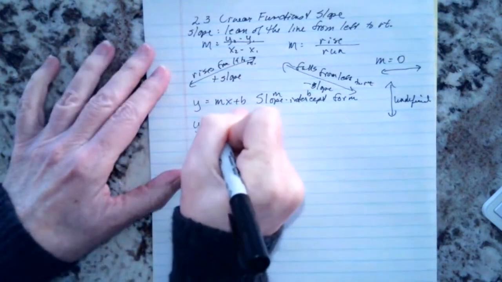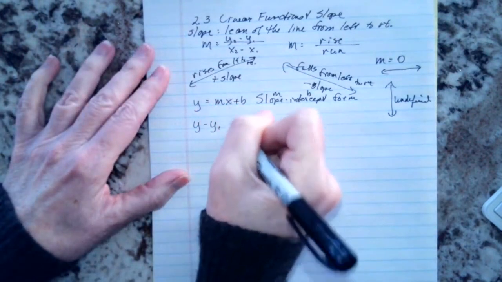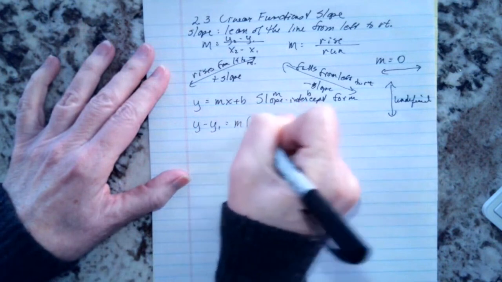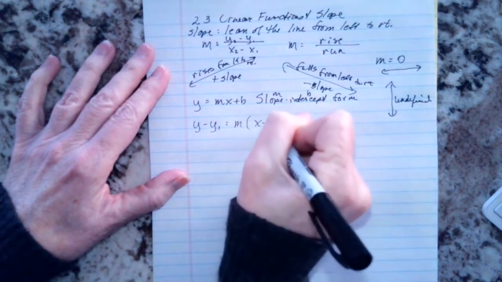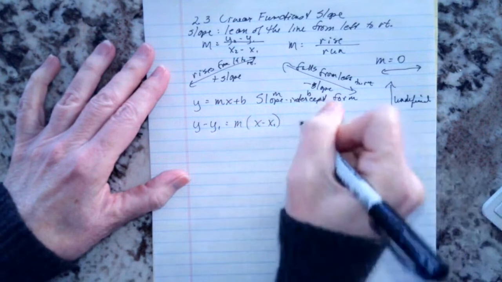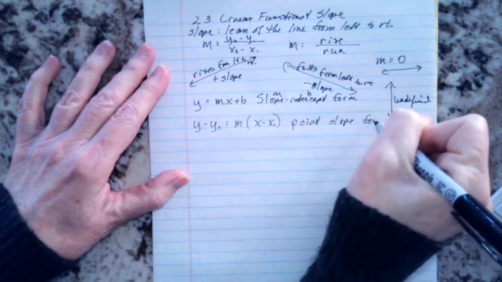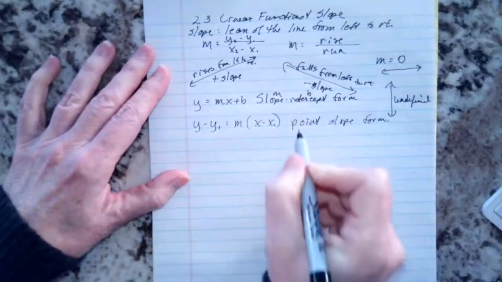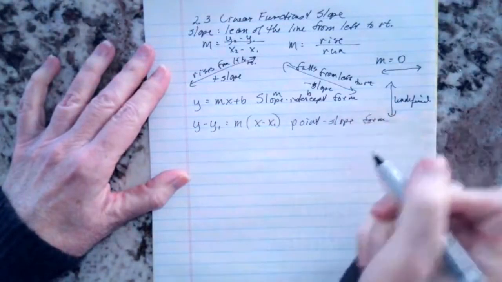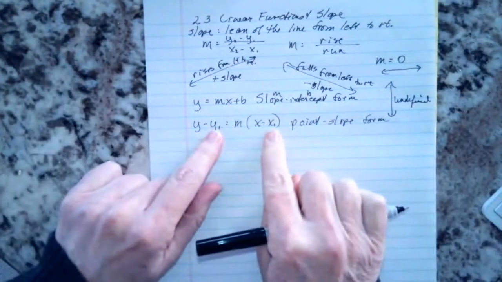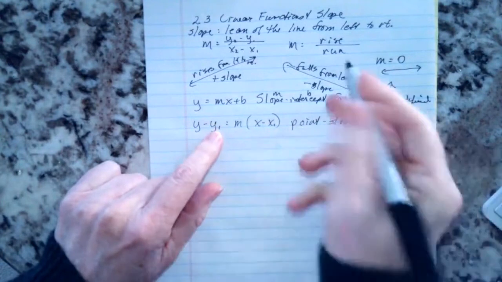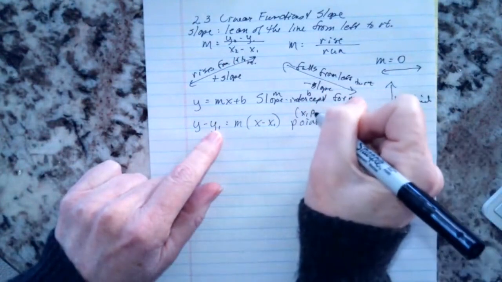The other formula you have to worry about is y minus y sub 1 equals m times x minus x sub 1, and that is called point slope form. It is called point slope form because you've got a point, x and y, right there, x sub 1, y sub 1. That's the point.